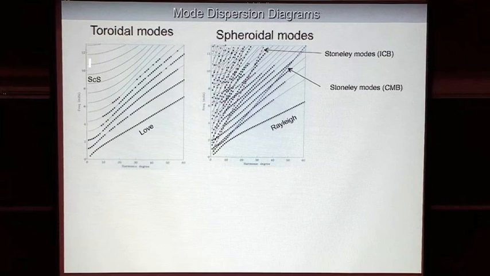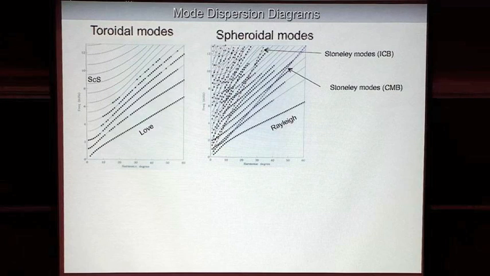For spheroidal modes, the plot looks a lot more complicated. You still have the fundamental mode. The Rayleigh wave is pretty isolated here and looks pretty simple. But as soon as you get to the first overtone or so, you see that some of these mode branches even overlap. Some of the modes you can actually not observe. It's especially these two that go straight up here. These are so-called Stoneley modes. These are modes that travel along the interface. In particular, the inner core boundary is this one, and the core mantle boundary is the other one.